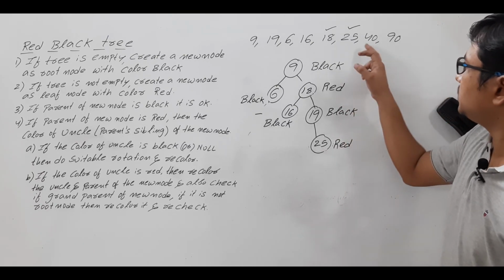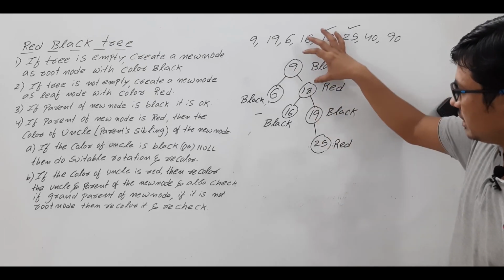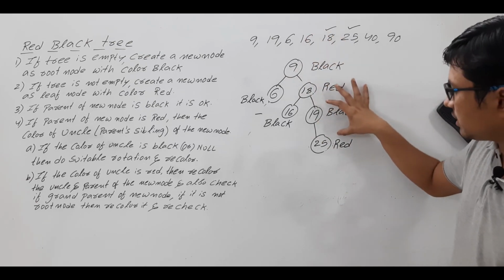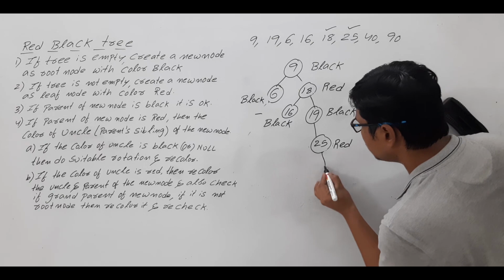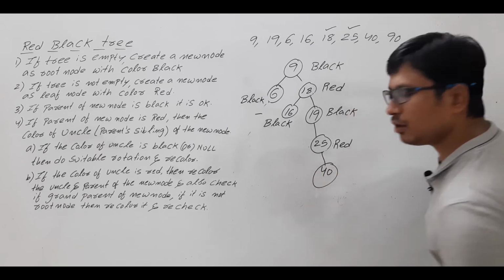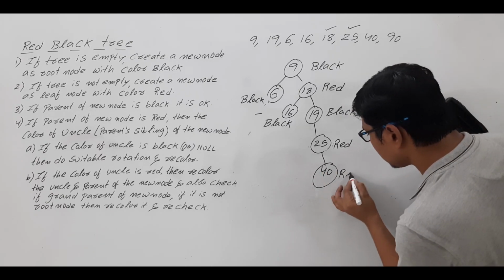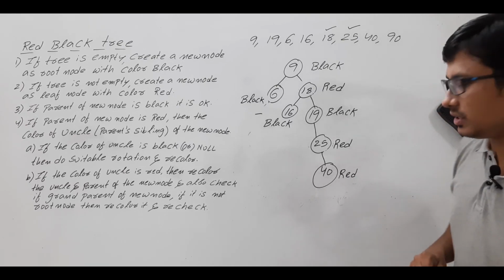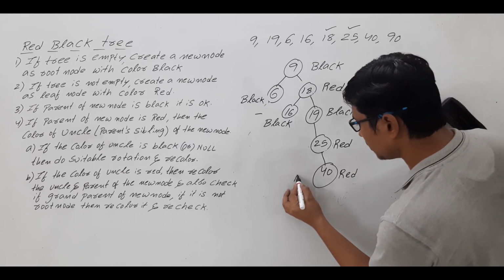Where should 40 be inserted? 40 is greater than 9, greater than 18, greater than 19, greater than 25. So here you will insert 40. Now you need to make it a red color. And this is the new node.